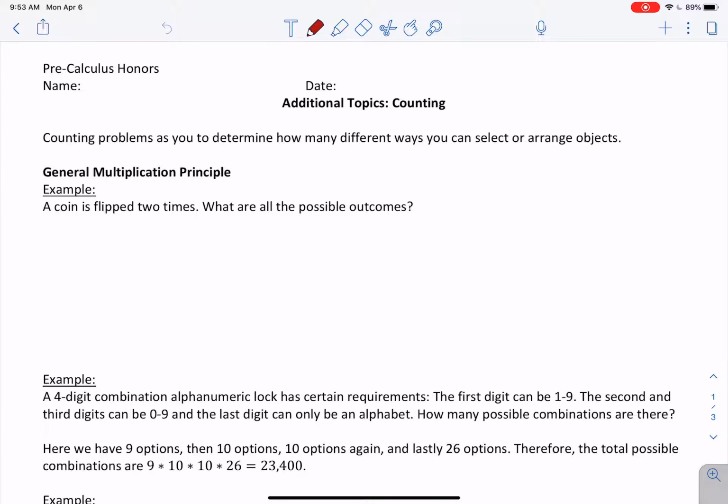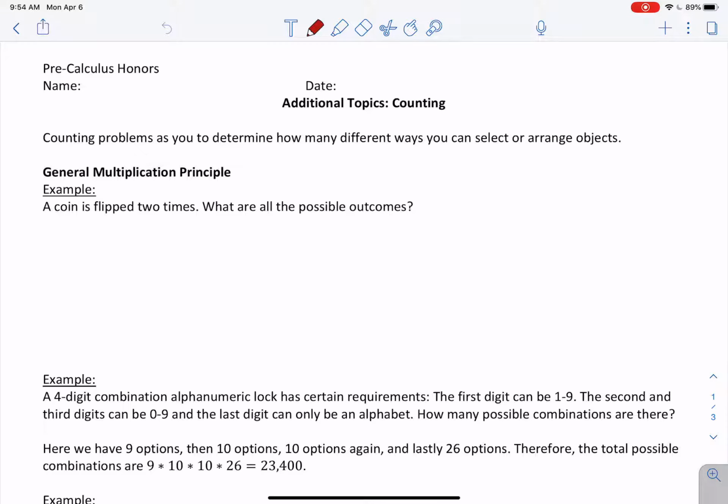Okay, so I'm making this video because a few of you have asked me about combinations and permutations as it relates to when you're doing some SAT2 prep. So here's a quick lesson on what counting is.